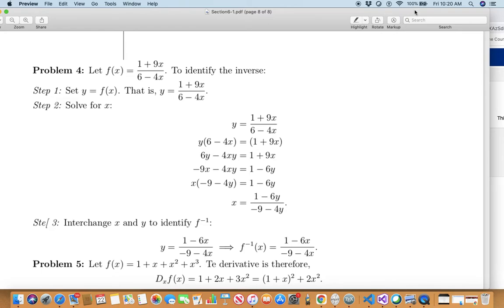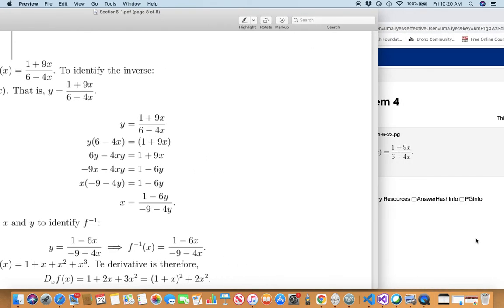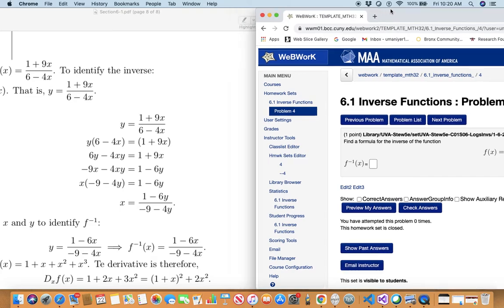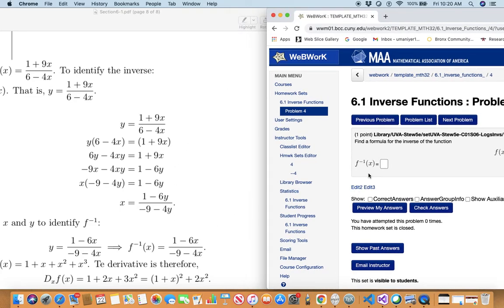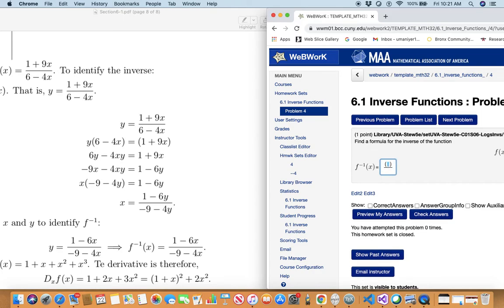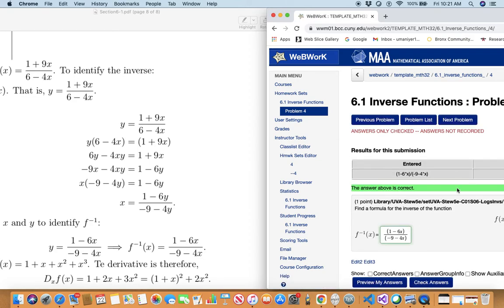Okay. So let's write down this inverse carefully. Because I have a complicated numerator, I will write parentheses divided by parentheses. So now I can fill in the parentheses. 1 minus 6x, that's the numerator. Denominator is negative 9, negative 4x. That's correct. Okay, next problem.